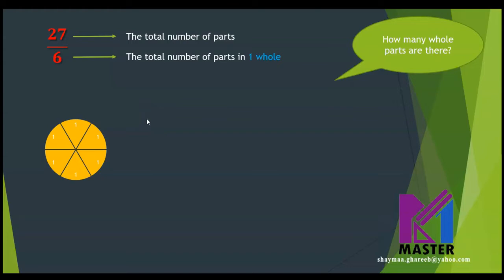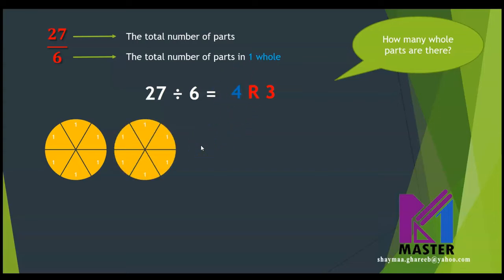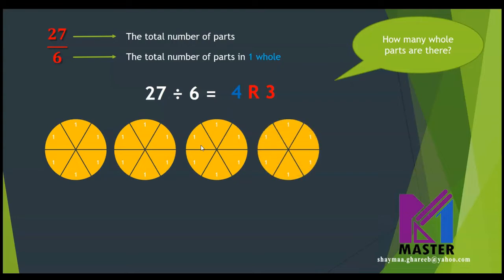So what do you think? How many 6s are there in the 27? I will divide the 27 by 6, which is 4, and there will be a remainder of 3. Is this clear? When I divide the 27 by 6, the answer will be 4. 4 times 6 is 24. Then there will be a remainder of 3. So now I know that there are 4 whole parts, or 4 whole shapes.